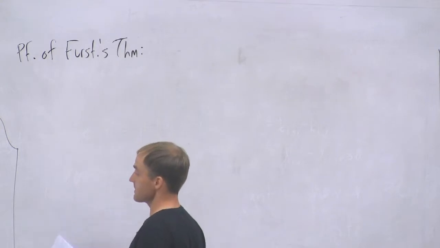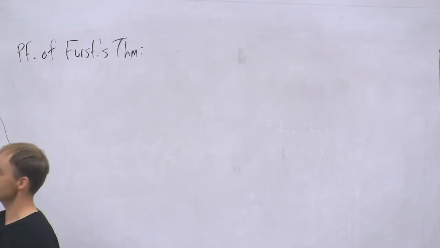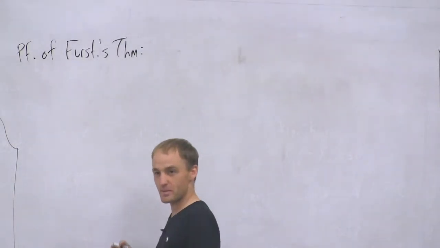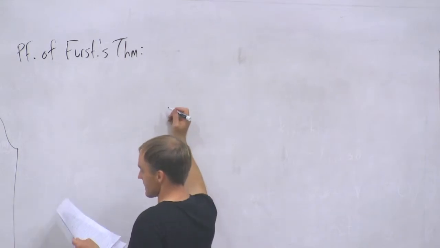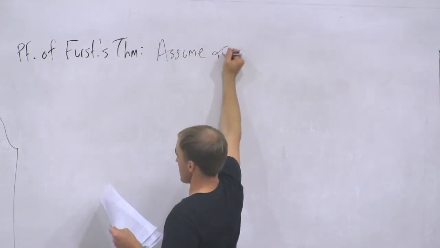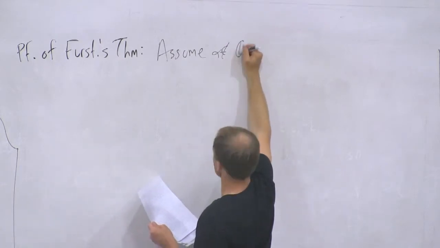Now, let's do this. The easy part of Furstenberg's theorem: if alpha is rational, then the orbit is finite. So let's not do that part, and let's not even put it as an exercise because it's obvious. The part that's not easy is this. Let's assume that alpha is not rational.